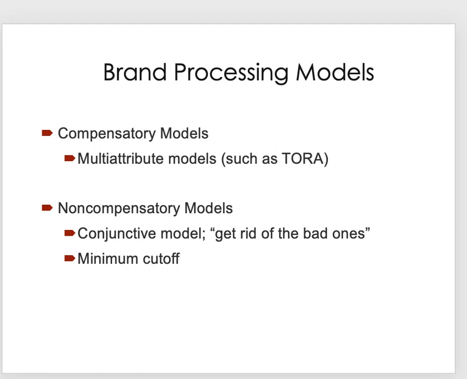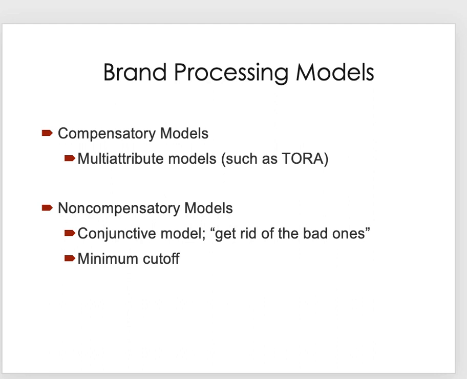So multi-attribute models, such as the theory of reasoned action, which you were exposed to in the chapter about attitudes, is an example of a compensatory model. Whereas the conjunctive model is one example of a non-compensatory model. This is used when a consumer establishes a minimum level of acceptability on each brand attribute. Any brand will be deemed unacceptable if it performs below the minimum acceptable cutoff point.